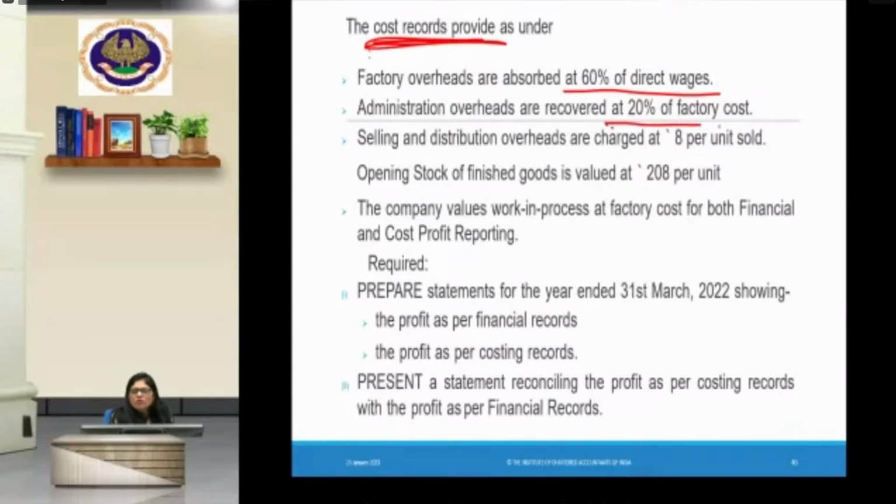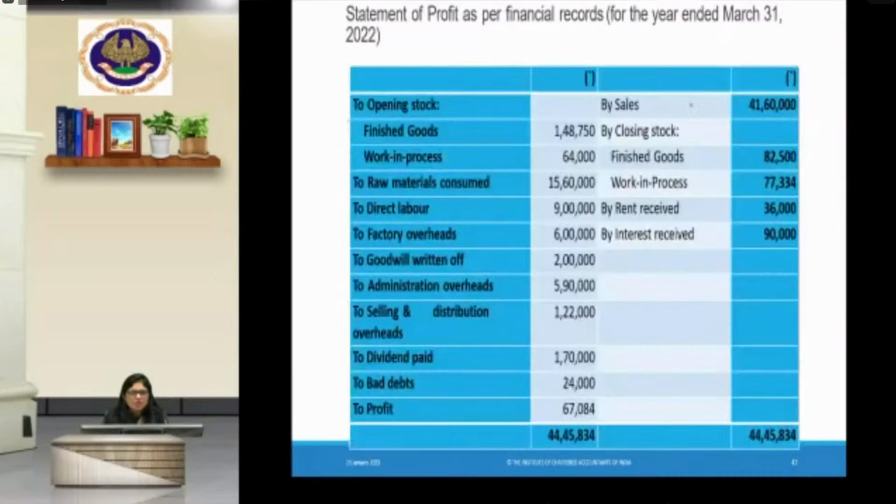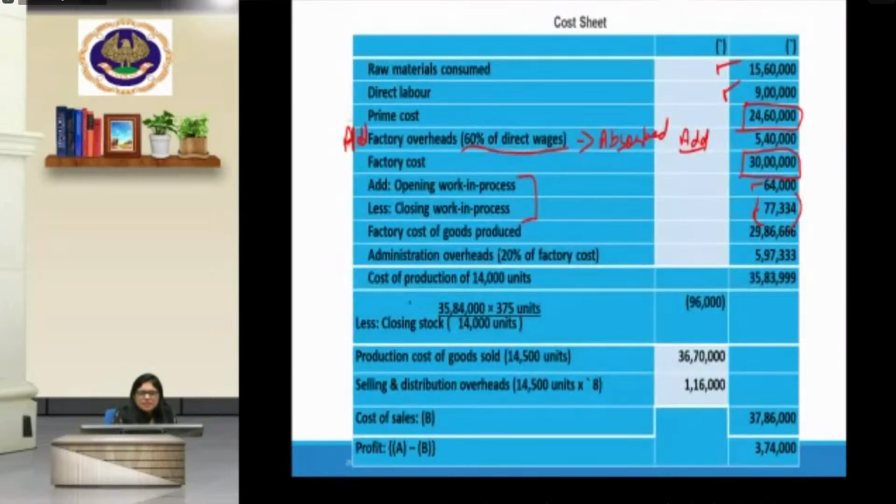Now, admin overheads are recovered. Again, in cost accounting, we absorb. There are 3 overheads. All the 3 overheads will be absorbed, not actual. We take the absorbed ones in cost accounting, not the actual ones. Actual ones we take in the profit or loss, but absorbed ones we take in the cost sheet. So admin overheads are absorbed at 20% of factory cost.